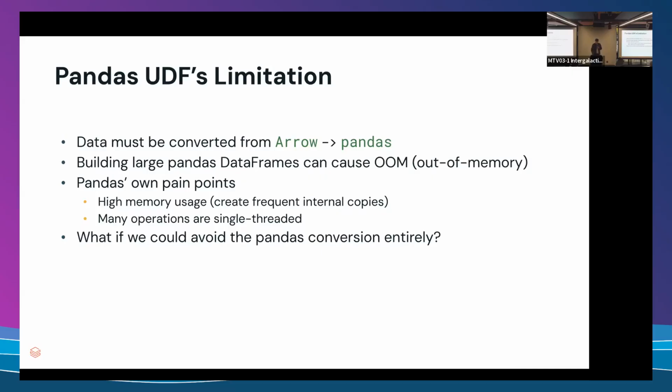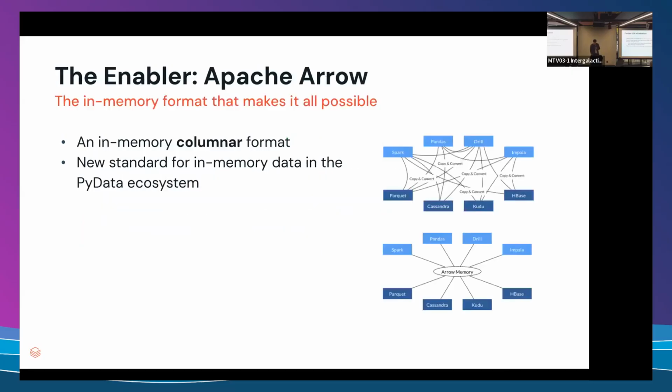We want to try to avoid all the Pandas conversion. Arrow is a pretty well adopted in-memory columnar format, and is a new standard in the Python data ecosystem, and even inside other communities. For example, Iceberg and Spark integration is using the Arrow format.